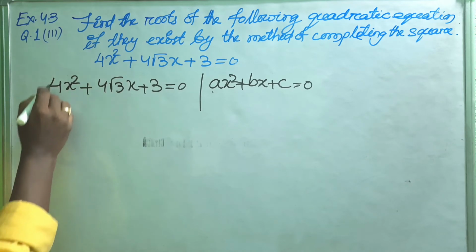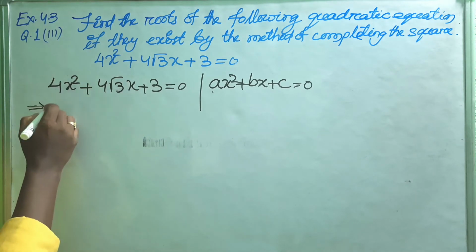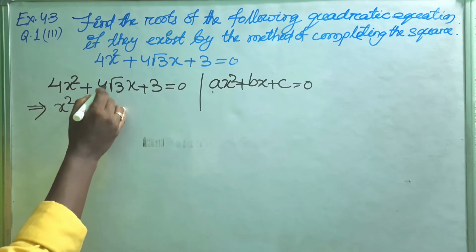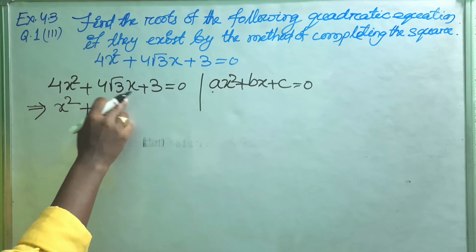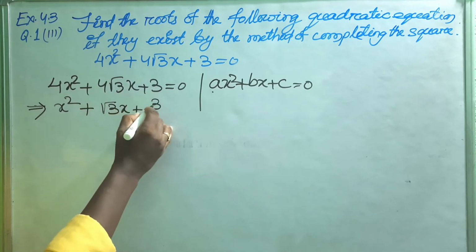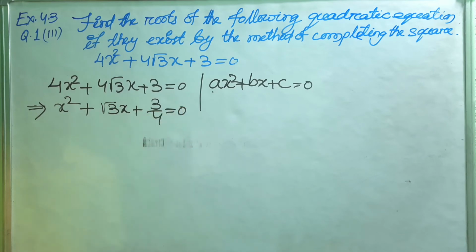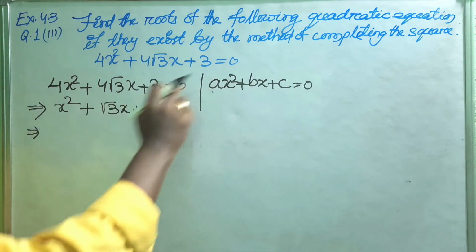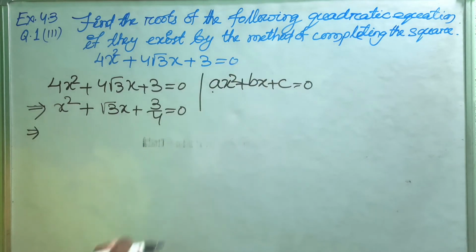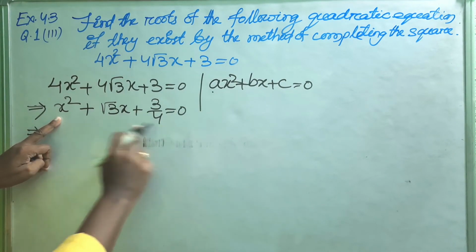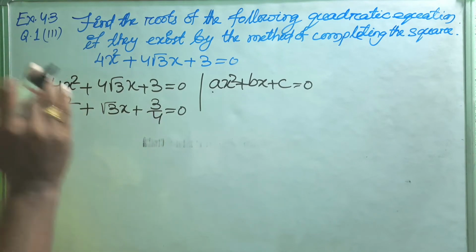So what will we get? If we divide this one, it will be 4x square by 4. So 4 will cancel. So this is x square, then plus this one 4 root 3 by 4, 4 will be cancelled. So it is root 3x, then this will be 3 by 4. So this is equal to 0. Okay, then what will we do? Since we have to find out the roots by using completing square method, means you have to express this algebraic expression in square form.